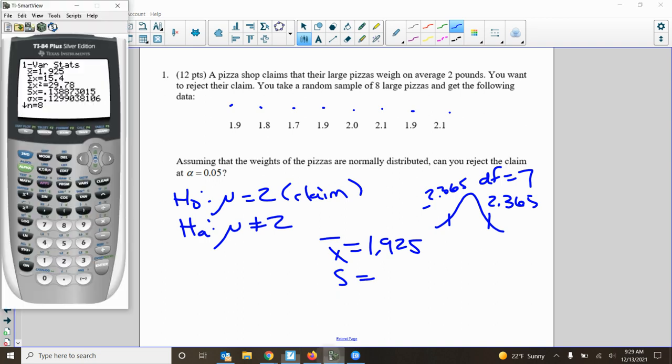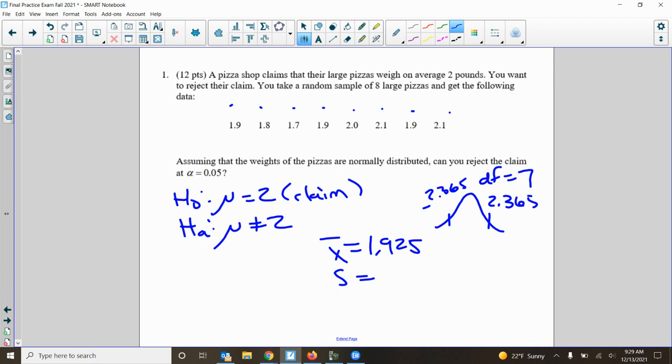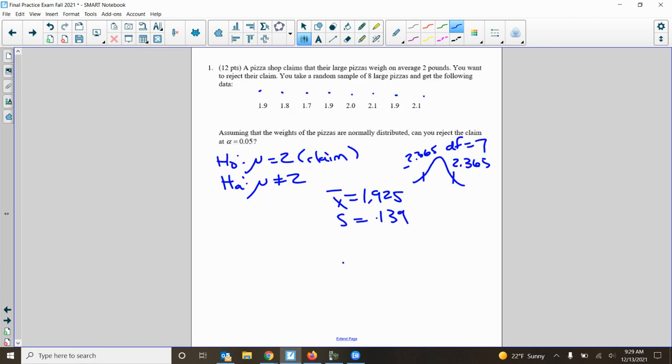And s is equal to, I didn't quite catch it the first time around, 0.139. And we have to standardize 1.925. How is 1.925 in relation to 2? Since 2 is the assumed population mean, that's the center of our curve. And so how far is 1.925 away from that assumed 2? We assume that mu is 2 to show that it's false.